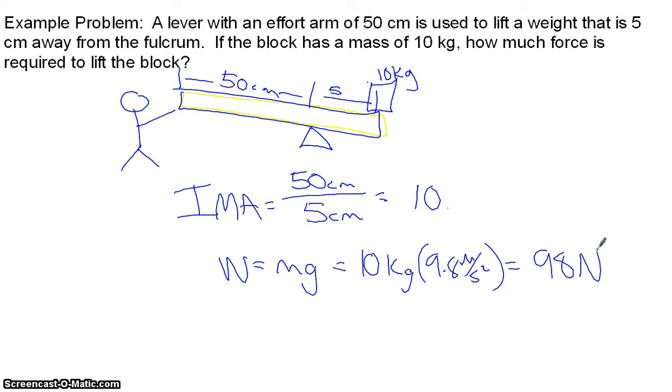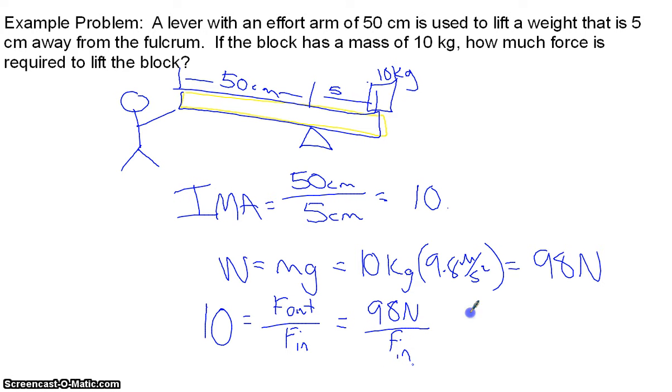And if the ideal mechanical advantage is 10, then in a perfect machine, the ideal mechanical advantage equals the mechanical advantage, which equals the force out divided by the force in. We want to get 98 newtons out, and so if we solve for what force in has to be, force in would be 9.8 newtons because the machine multiplies our force by 10.